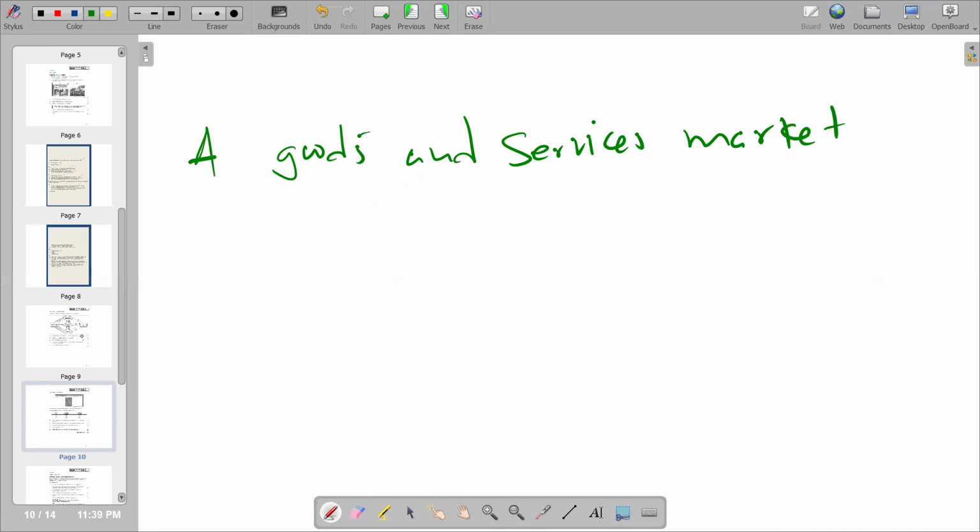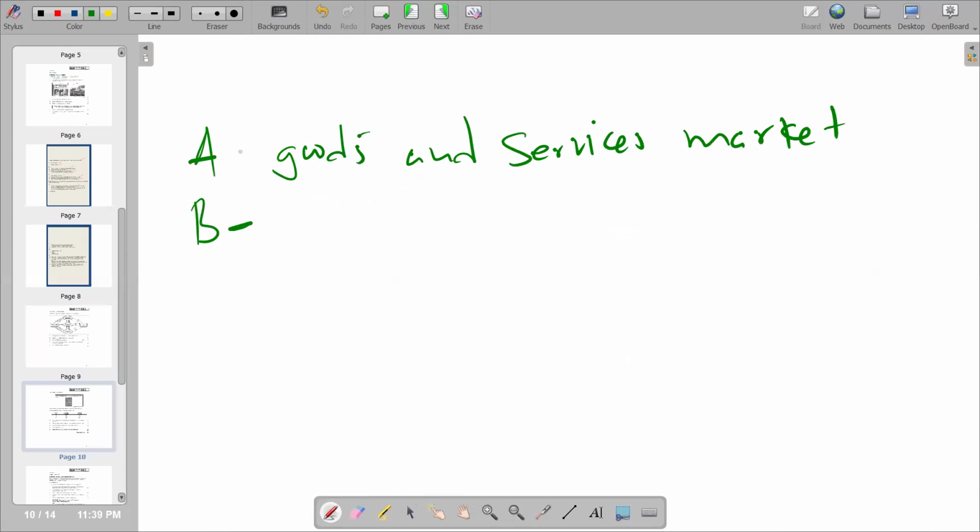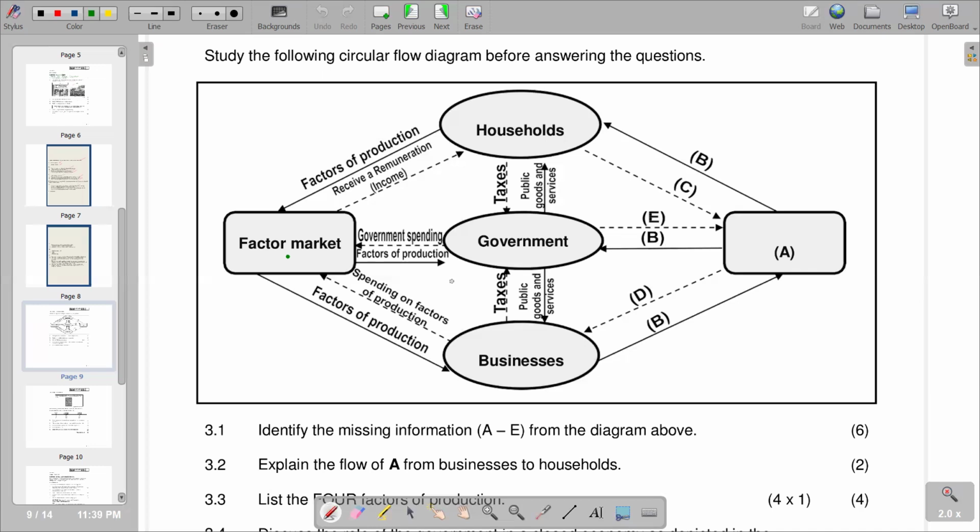Then we go to the next part, where we try to identify B. We see that it's an arrow from the goods and services market to the government. So obviously, this is indicating a movement of goods and services. So B is goods and services.